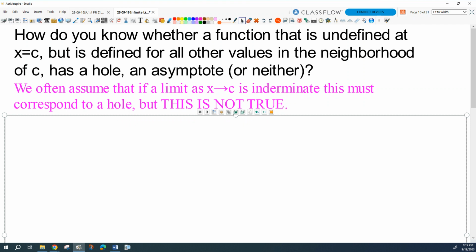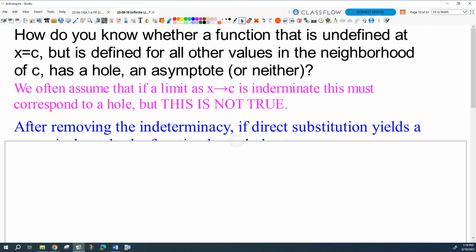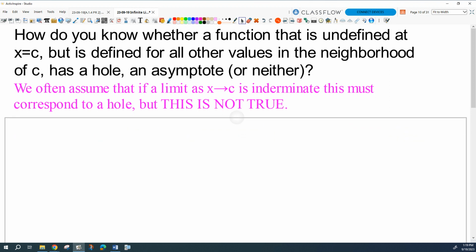Okay, so I guess a hole would be something in between. A hole would be a value it's approaching. So how do you know, right? We can figure it out. For tomorrow, we will figure it out.